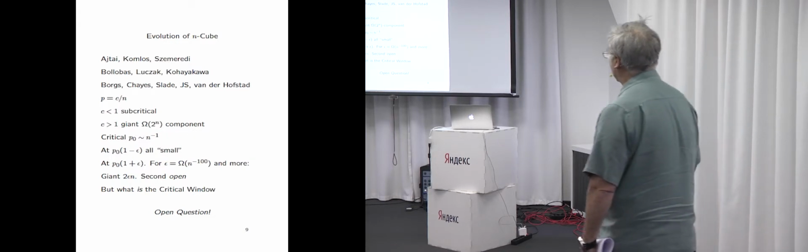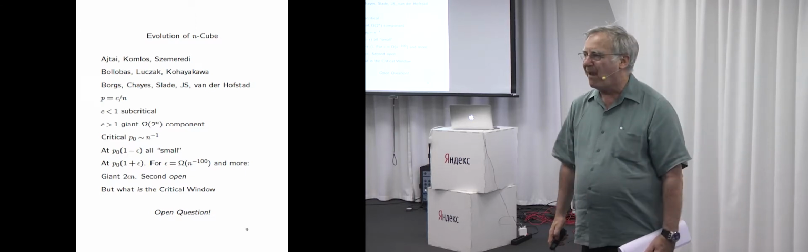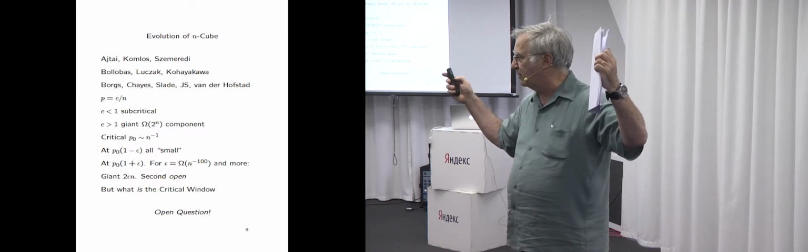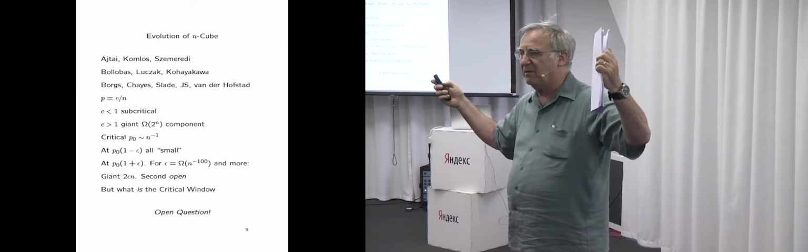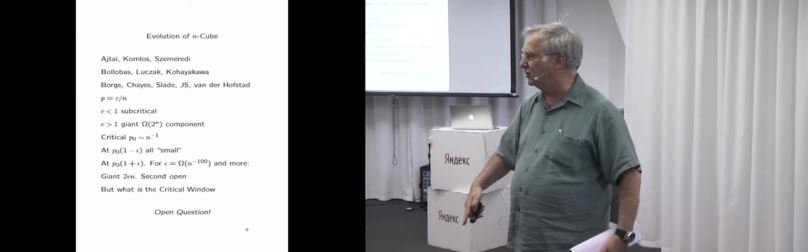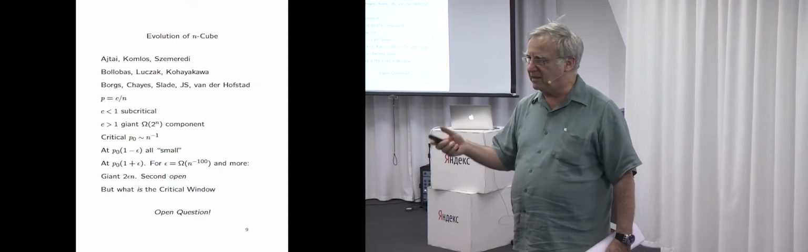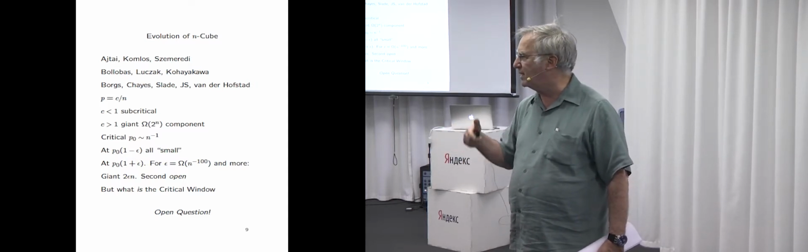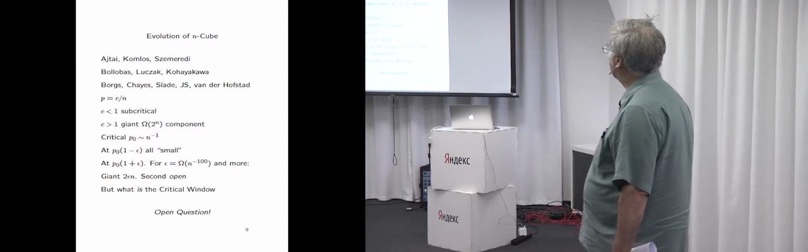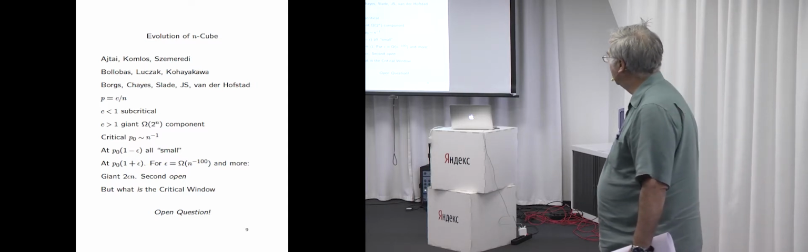Here's one that I and many other people have worked on. Take the n cube, that is, you have 2 to the n vertices. Sometimes it's called the Hamming cube. 2 to the n vertices, and you join the edges if they differ in one coordinate. And then on that graph, put in edges with probability p. Then the critical point is at 1 over n.